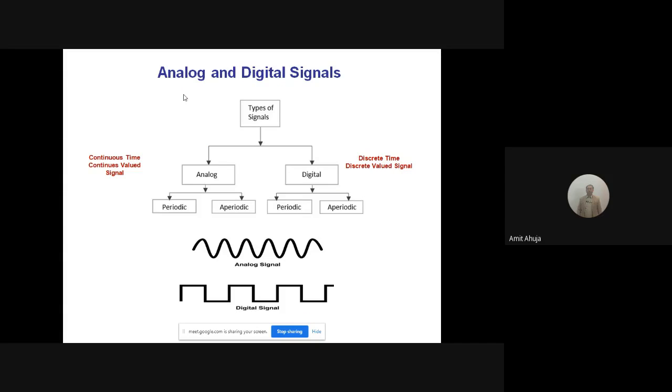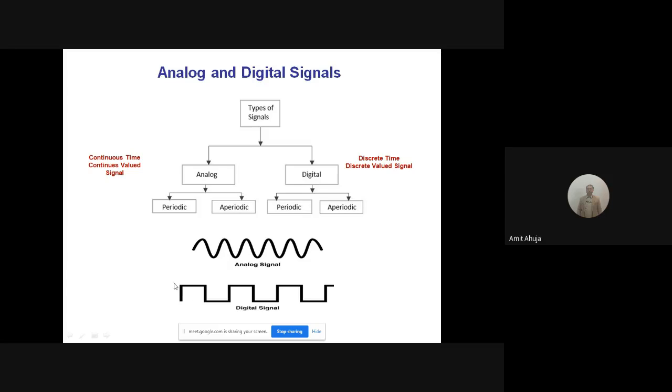Now, this is what we were talking about. There is an analog signal, and there is a digital signal that we discussed. This one is your analog, and this one is your digital. The analog signal is continuous in time as well as continuous in amplitude. What is the meaning of continuous in amplitude? It means the signal has infinite varieties of amplitude.